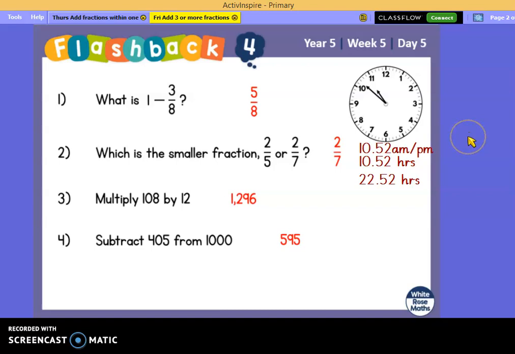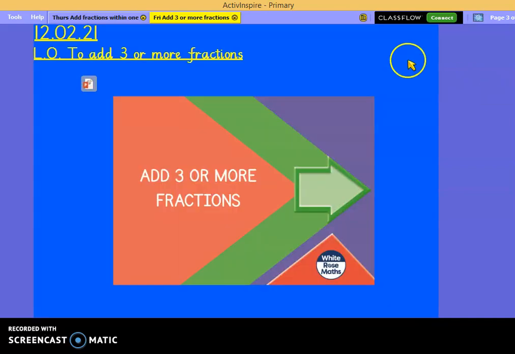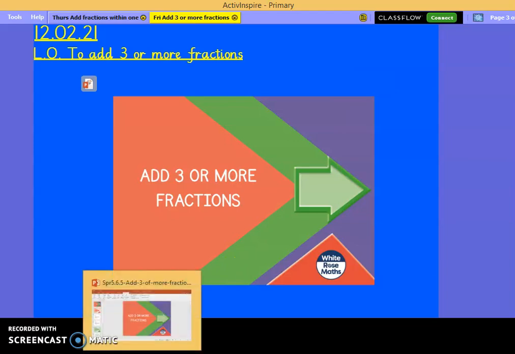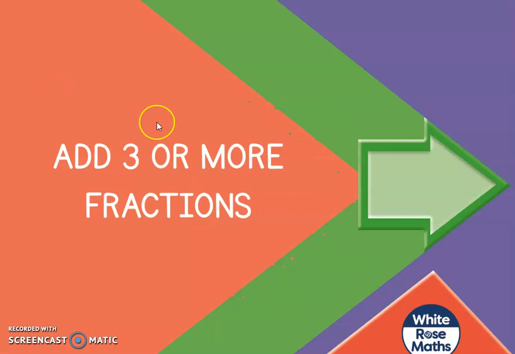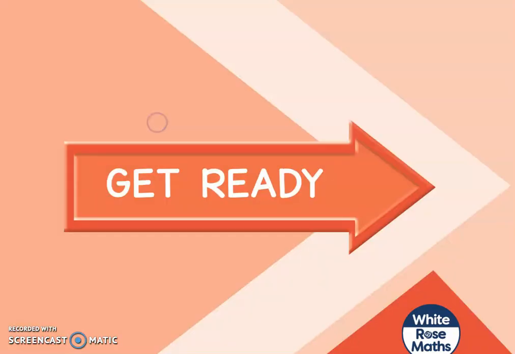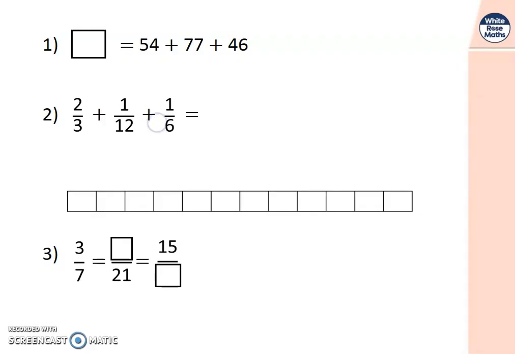Let's see how you did. Mark your answers, please. Blue pen reflect for anywhere you need to do corrections. Let's move into our learning then for today. Today we're adding 3 or more fractions together using exactly the same skills as we did yesterday. So let's get ready with those skills that we're going to need today. Pause the video and have a go.